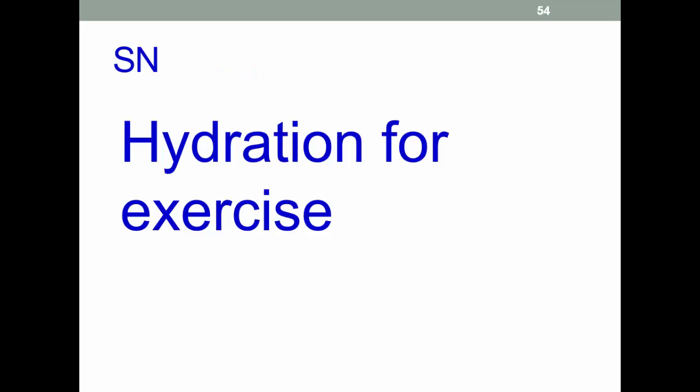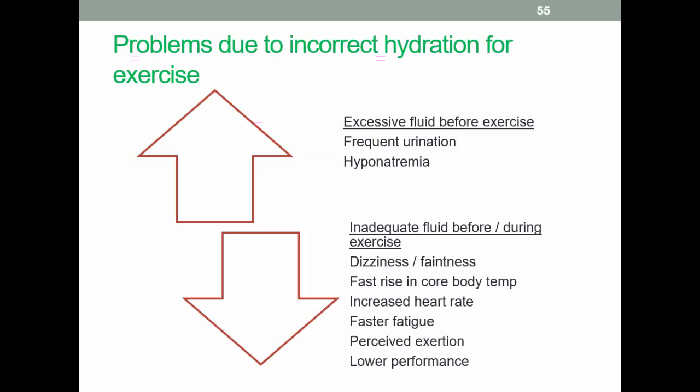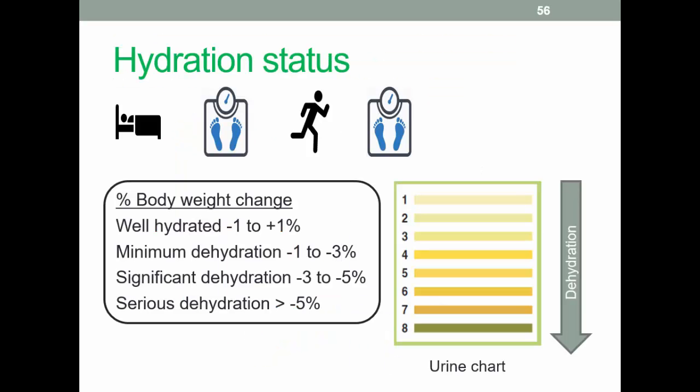So hydration for exercise, just to wrap this up. Here's a summary of the potential issues again. Hyponatremia, I've mentioned a couple of times, is abnormally low blood sodium, as you might guess from the name. Hydration status changes during the day, of course, especially when exercise is done. It can be measured in a number of ways, such as using urine colour charts, for example, and weighing is a sort of gross way of doing this.